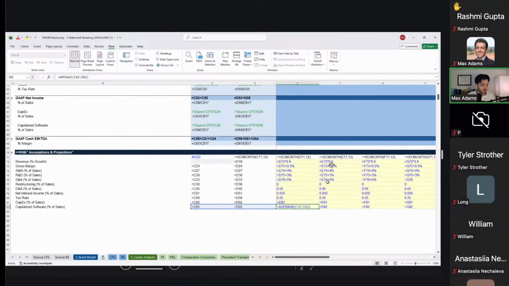Yeah, Rashmi. Hey Max, in what cases do you consider average? Because you said sometimes you have to take it flat, sometimes you have to put it at 0, or average. So what are some examples in which we'll consider average? Yeah, let's talk about this.